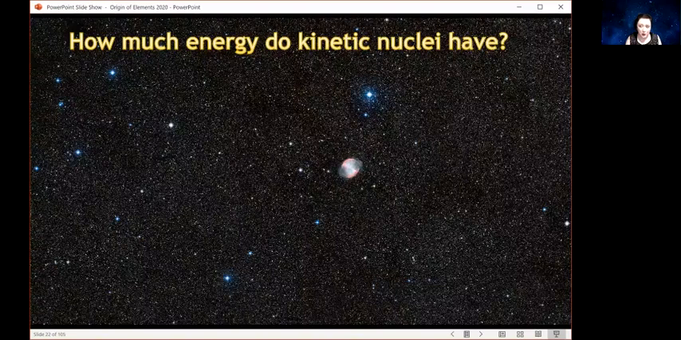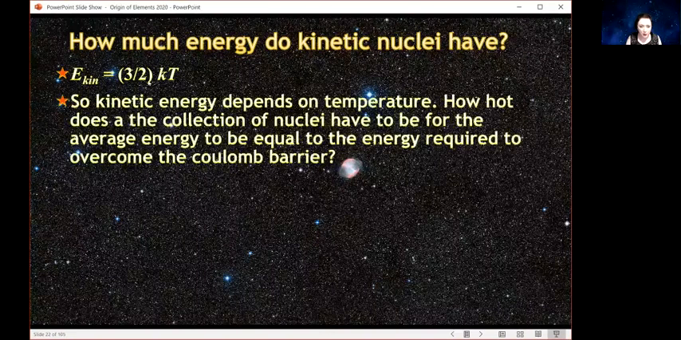So how much energy do atoms or nuclei have when they're in a gas? The average kinetic energy is given by this equation. So what you have is, this is the temperature, this is a constant called a Boltzmann constant, and this is the kinetic energy. So we can work out what temperature we need them to have in order to overcome this Coulomb barrier, this thing that's pushing them apart.